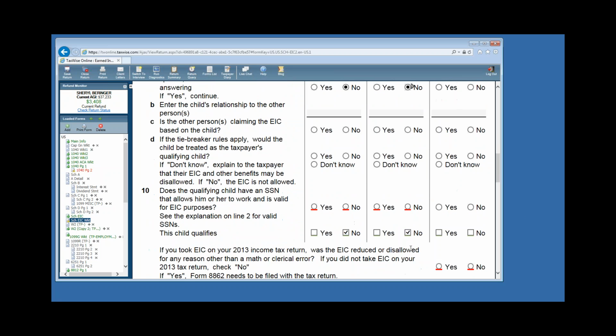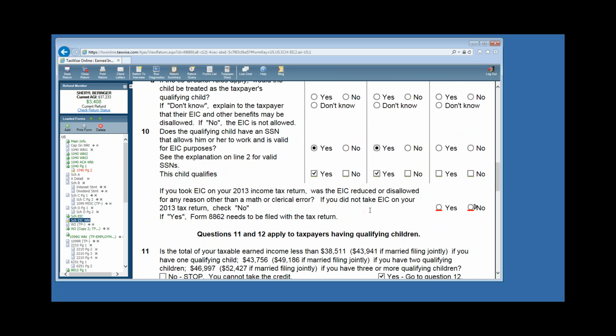So we're going to mark those. And both children have a social security number. This last question is just asking if the taxpayer has ever had any issues with the earned income tax credit. If they have, then we just select yes here. If they haven't, which is, I've never had one person indicate yes, but it could come up. So don't just skip the question, but you'll more than likely select no.